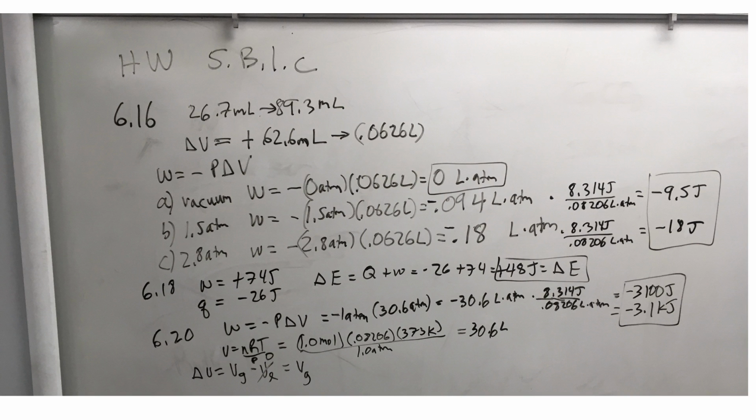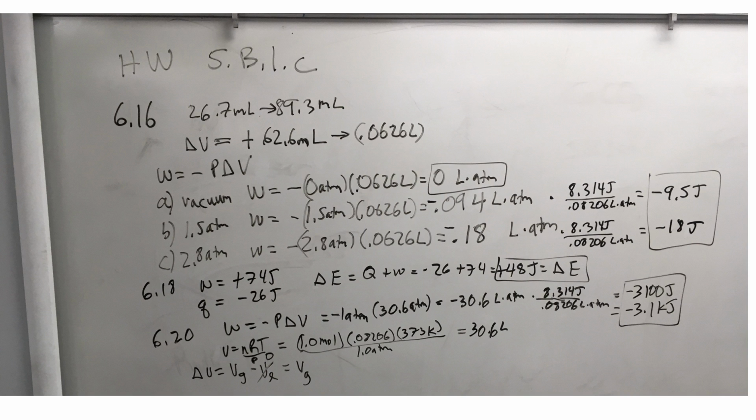First of all, we have a problem where a gas is expanding from 26.7 milliliters to 89.3 milliliters against various external pressures. So we want to find the delta V. The delta V is found by taking volume final minus volume initial. So that's 62.6 milliliters, which converts to 0.0626 liters. So our delta V is 0.0626 liters.